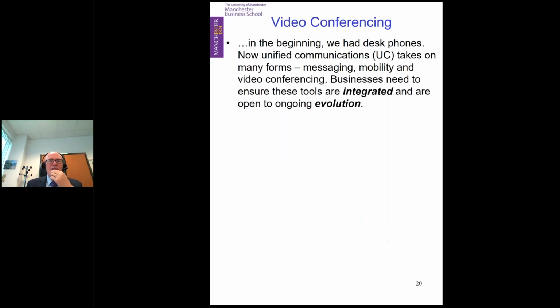And the one I'm going to look at is video conferencing, for example. So remember years ago when you're in your office, you had your desk phone. That was your means of communicating with the outside world, okay, with your suppliers, etc. Now we have unified communications: messaging, mobility, email, video conferencing, and now we're much more integrated in terms of our business with suppliers, etc. Okay, and there's ongoing evolution in terms of the tools and the software and what we can do with all of this modern technology.